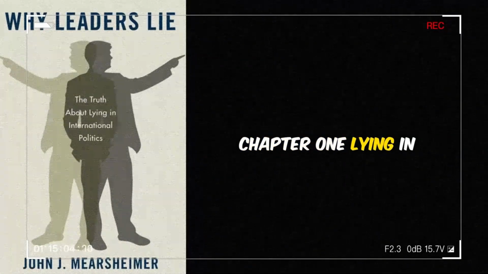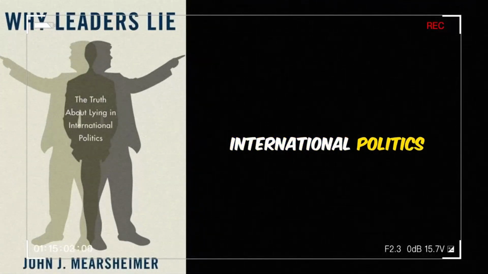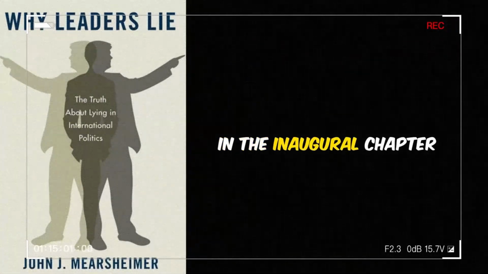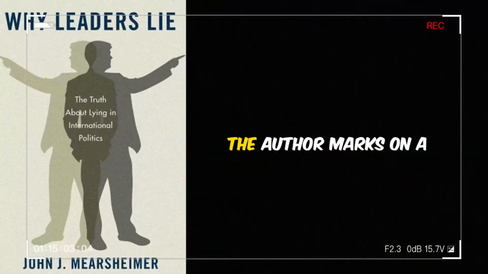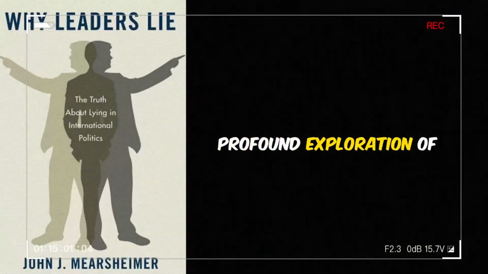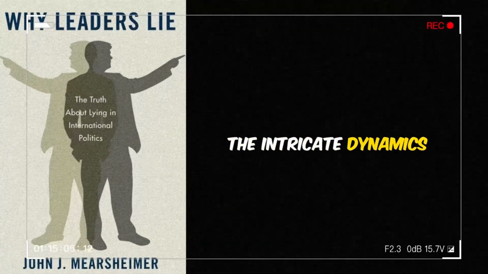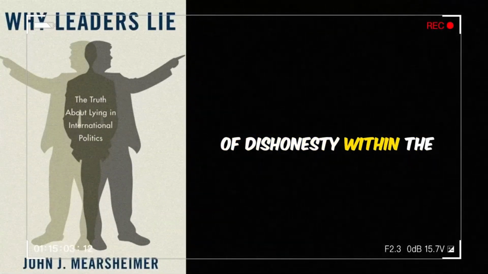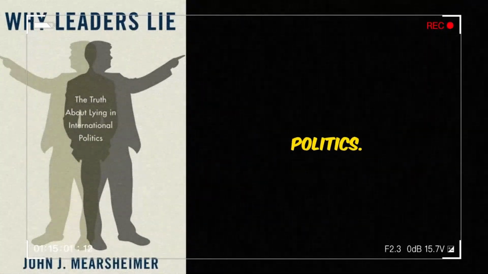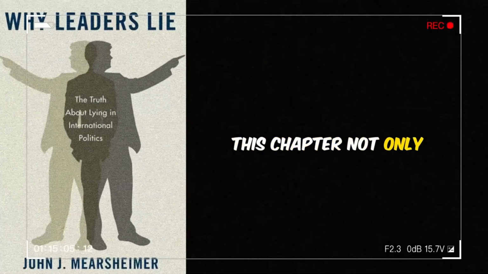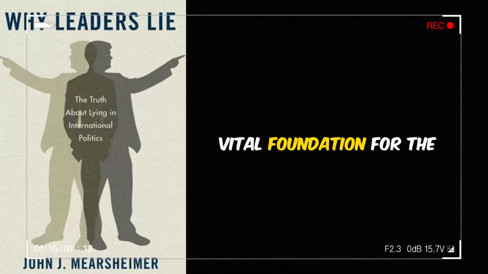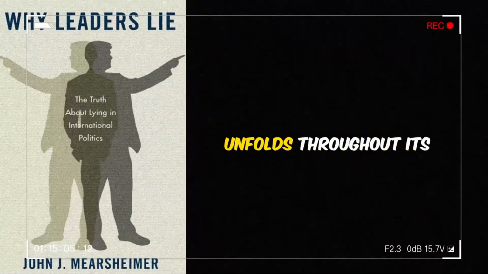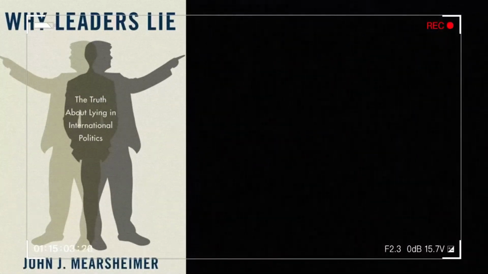Chapter 1. Lying in International Politics. In the inaugural chapter of Why Leaders Lie by John Mearsheimer, the author embarks on a profound exploration of the intricate dynamics of dishonesty within the arena of international politics. This chapter not only marks the beginning of the book, but also serves as a vital foundation for the in-depth analysis that unfolds throughout its pages.